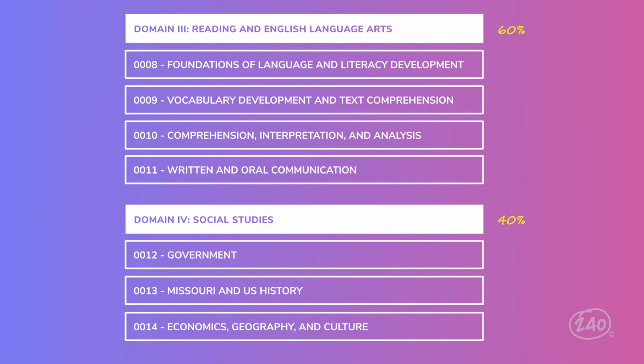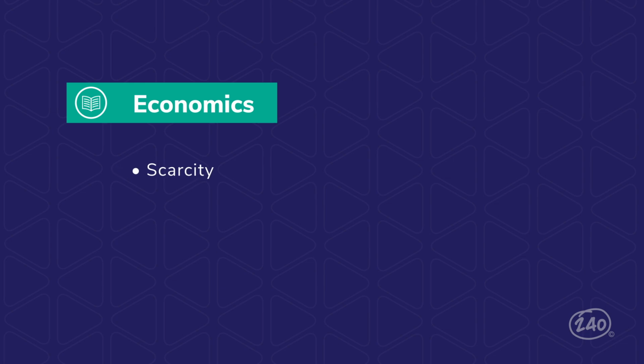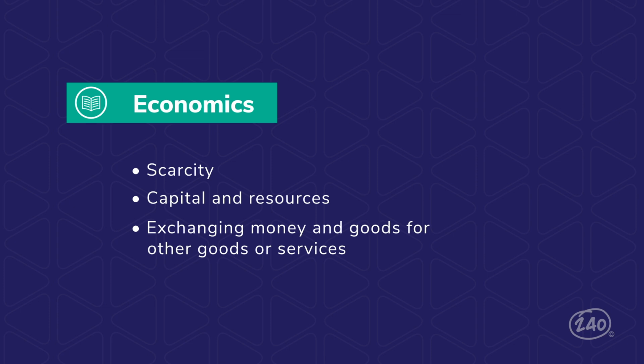Okay, we've arrived at our final competency for social studies. Let's do it. This one is tricky because it's really 3 disciplines rolled into one, including economics, geography, and culture. This competency has the same pedagogy-focused standards as the other 2, so let's focus on the content. The key economic concepts that you'll need to know are scarcity, types of capital and resources, how humans exchange money and goods for other goods or services, and how supply and demand affect prices and incomes.